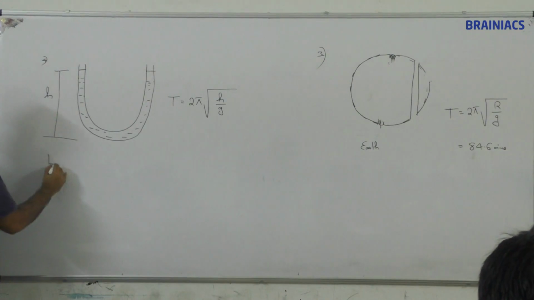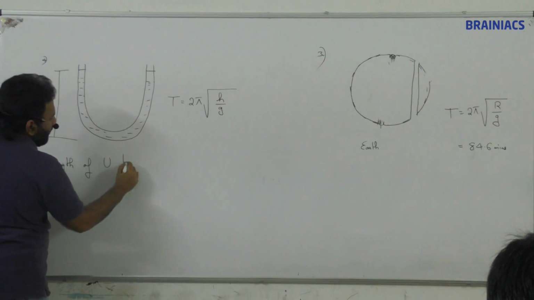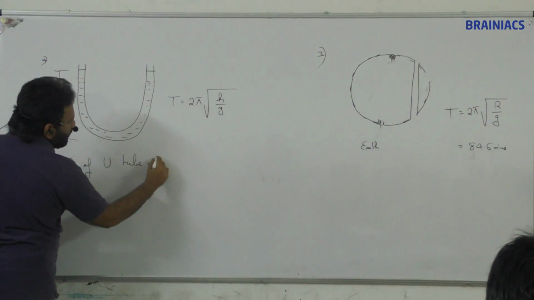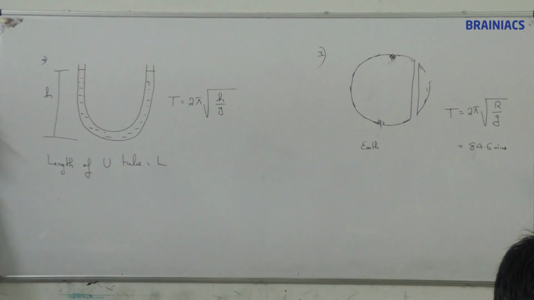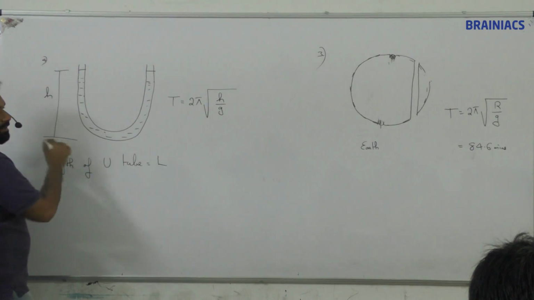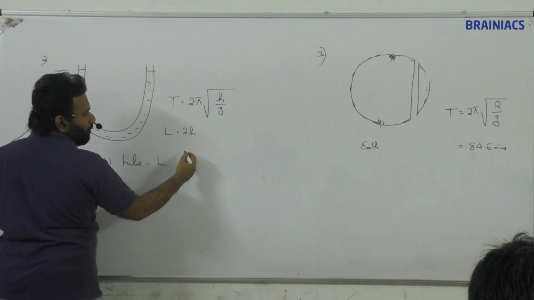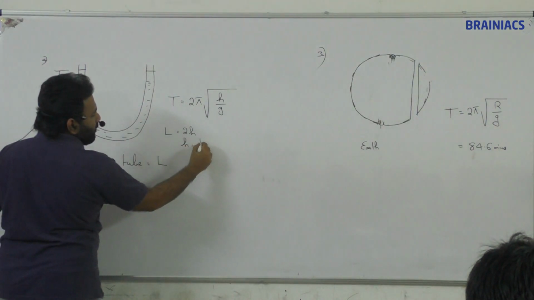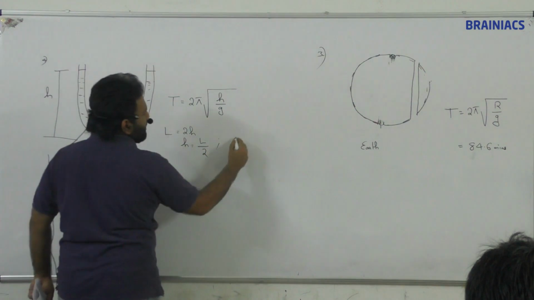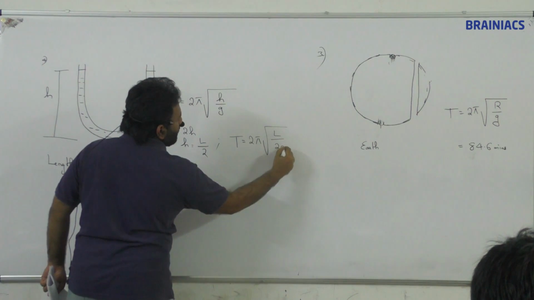Then if the length of the U-tube is equal to L, then L is equal to 2h, or we can write h is equal to L by 2. So then this time period will take the form 2 pi into root of L by 2g also.